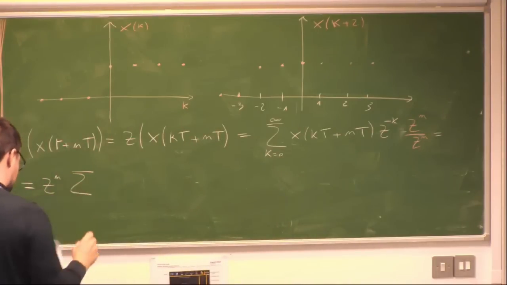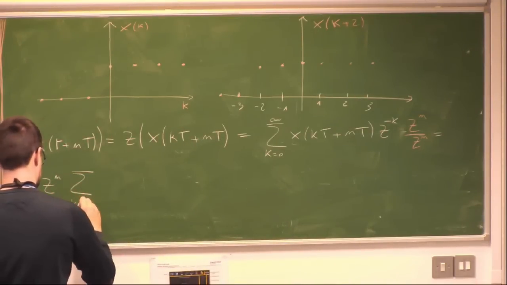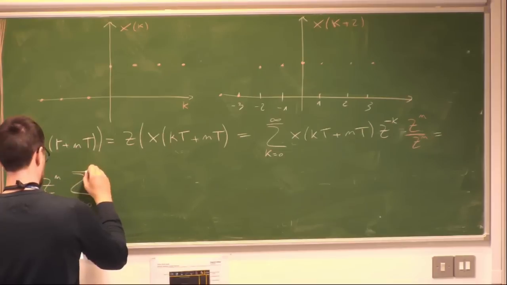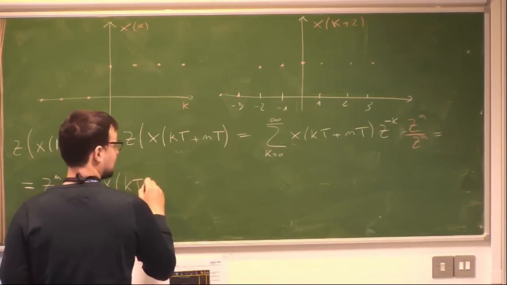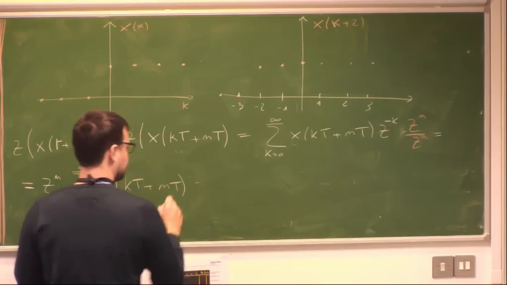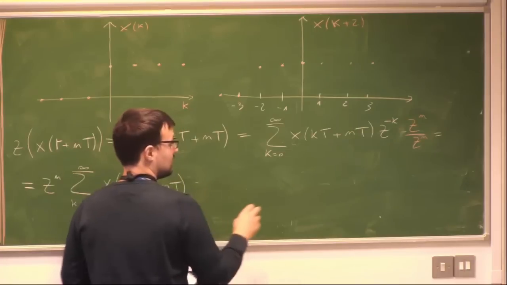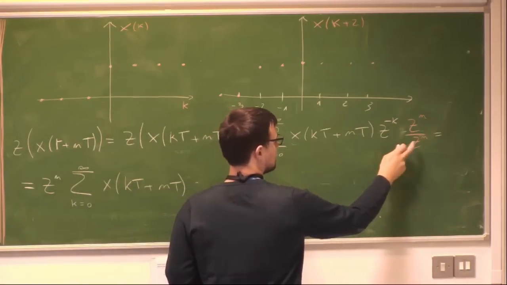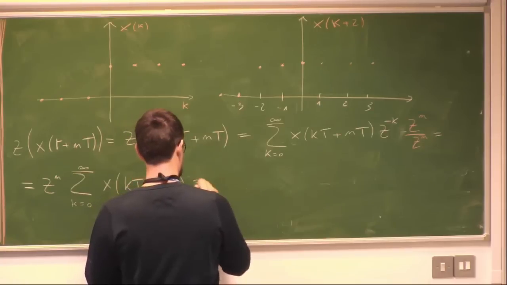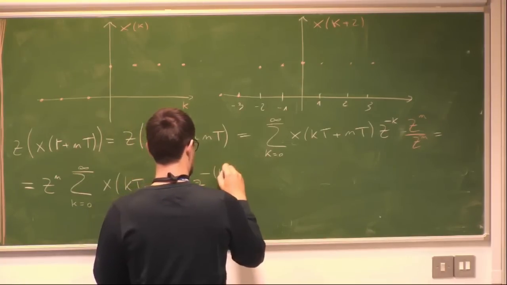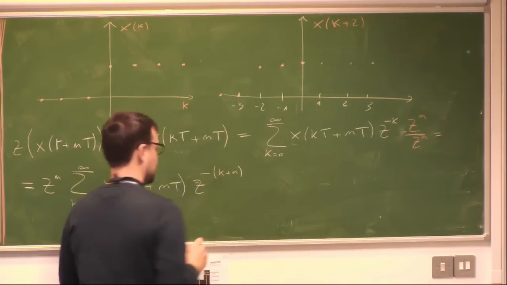So we have the sum now of k that goes from 0 to infinity of x of k capital T plus n capital T. And then here we put together this z power minus n with z power minus k. So we have z power minus k plus n. Okay?